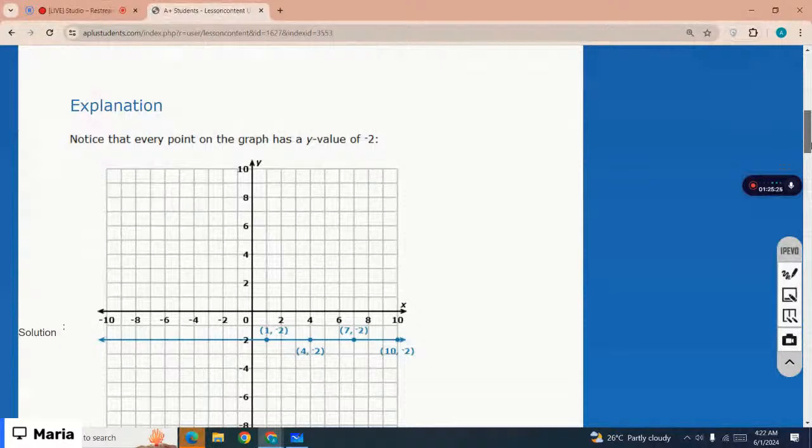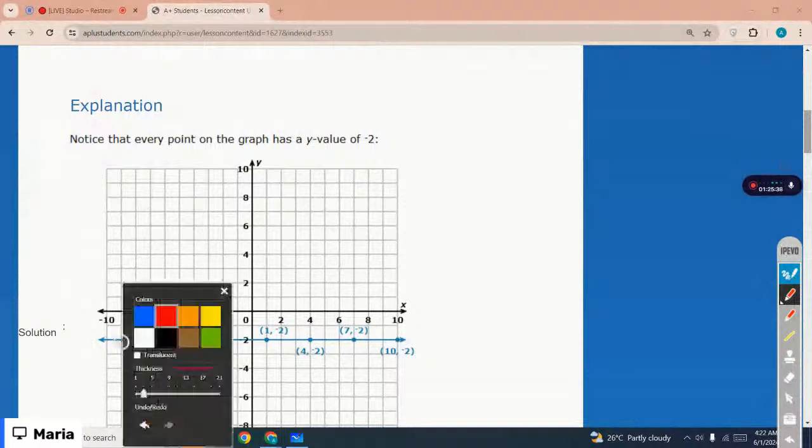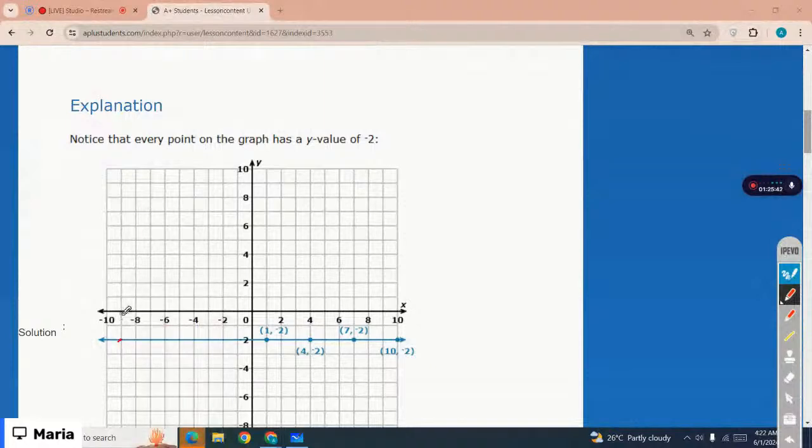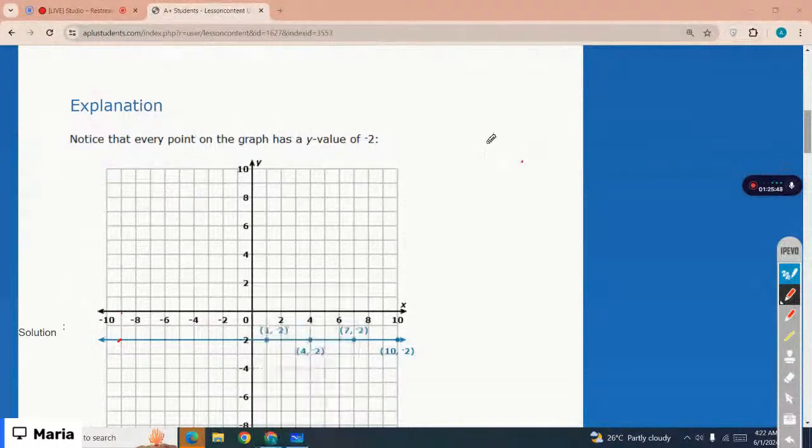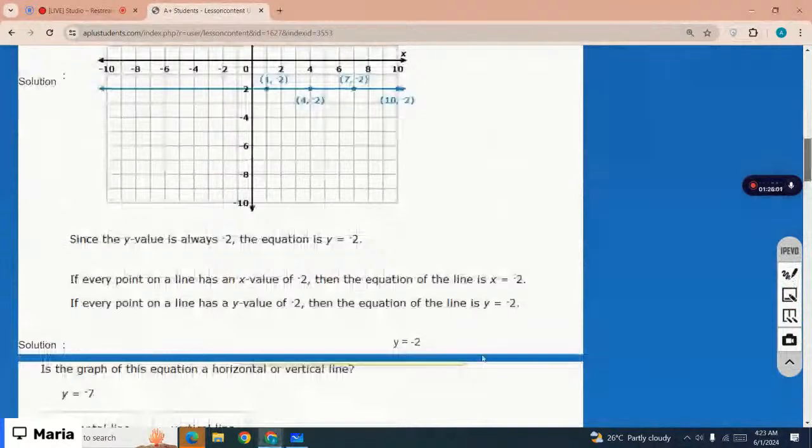Just the x values are changing because that is a straight line. So every point has the same y value but different x values. Here you have x is -9 but y is still -2, right? So the equation for this line is y equals -2, right? The correct option is y equals -2. Here is the equation. That is y equals -2, right?